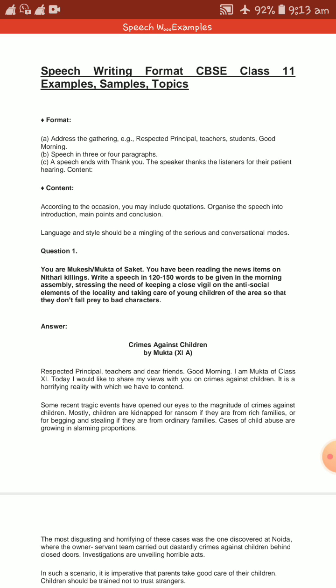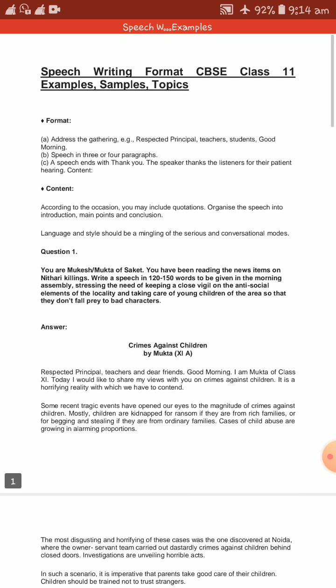Remember three important things while you are about to compose a speech. First, address the gathering. Suppose you have to use: respected principal, teachers, students, good morning. This way, in the introduction, you have to introduce the speech in 3 or 4 paragraphs. Remember, you have to use paragraphs, either 3 or 4.